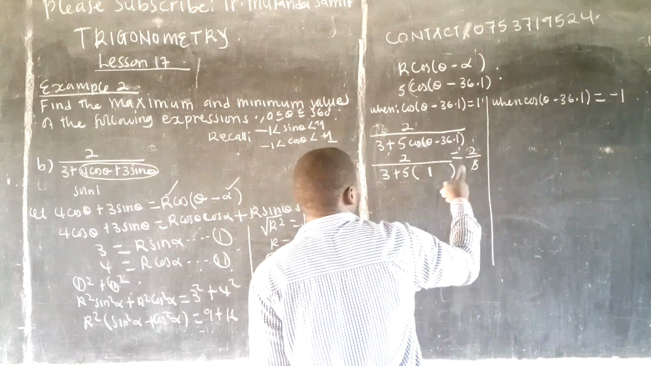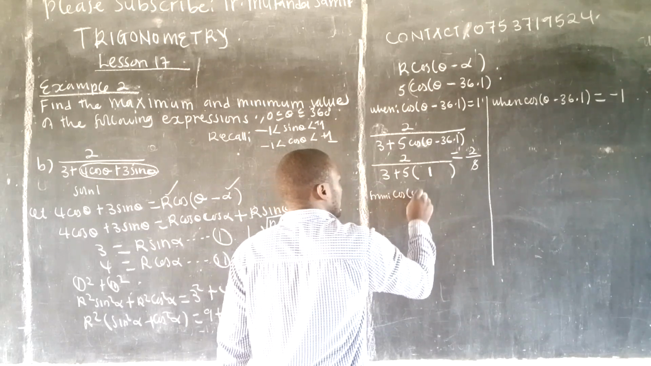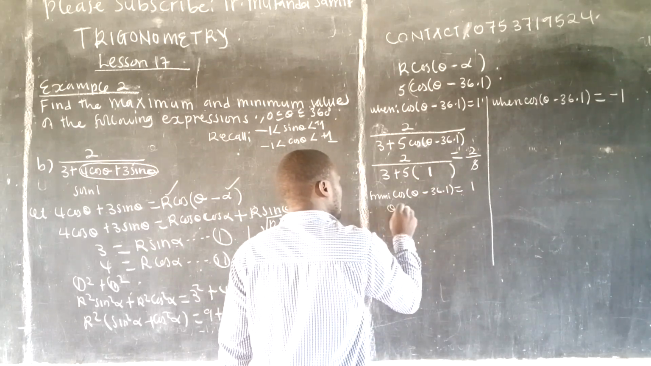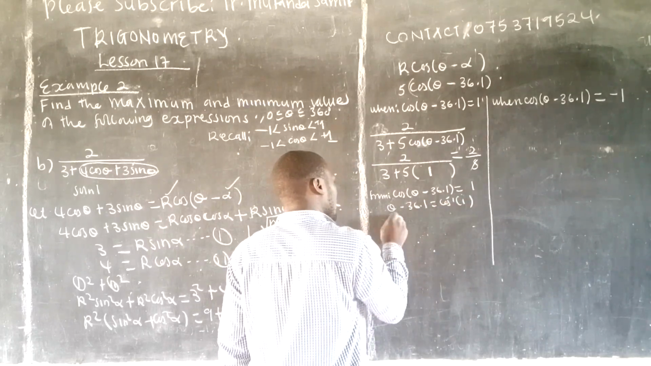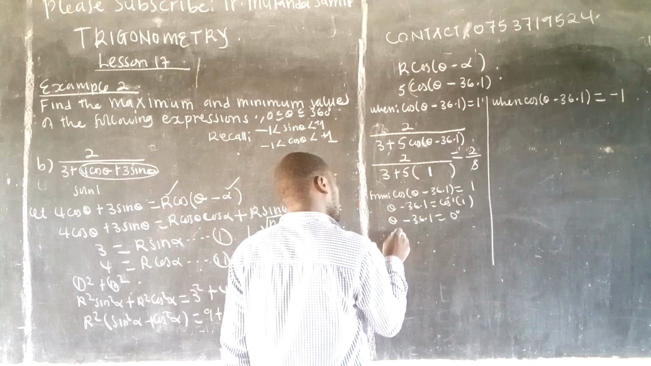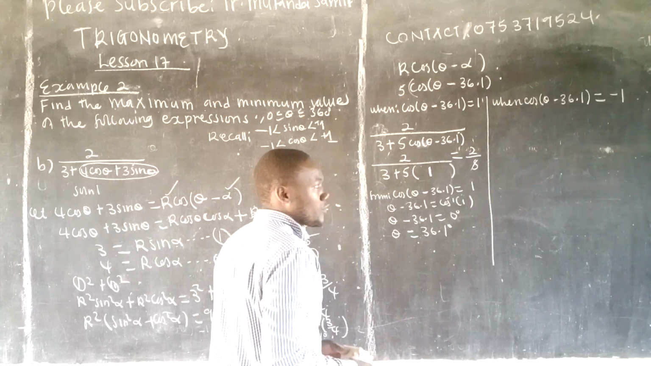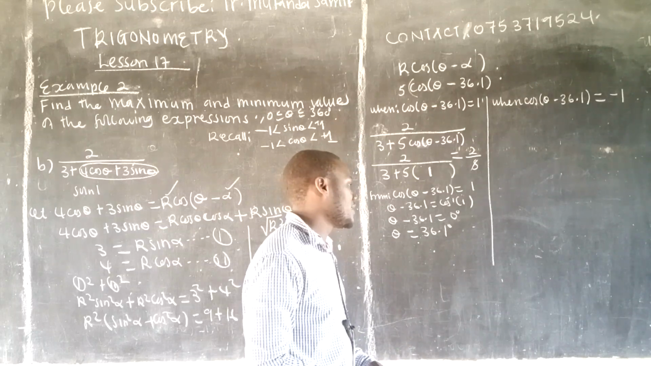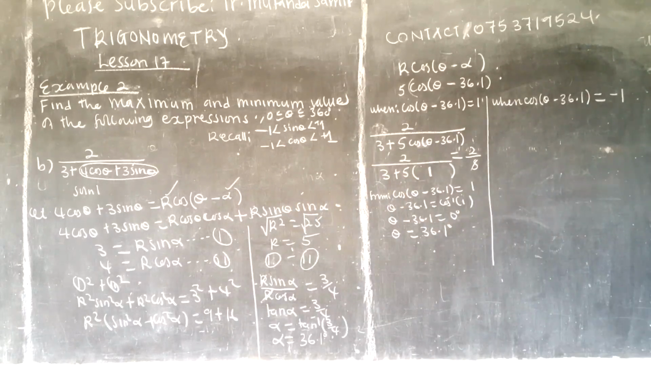Now after getting that value, you now come and get the angle. To get the angle, you come and say from cos theta minus 36.1 is equal to 1. Okay, so theta minus 36.1 is equal to cos inverse of 1. So now theta minus 36.1 is equal to what? To 0. From there, this will go there. So now your theta will be 36.1 degrees. Now, you can't tell which one is maximum, which one is minimum. We shall only tell after we have gotten each and everything. So, I have this value and I have the angle at which it is occurring. Let's now go to the other side and see how this comes about.